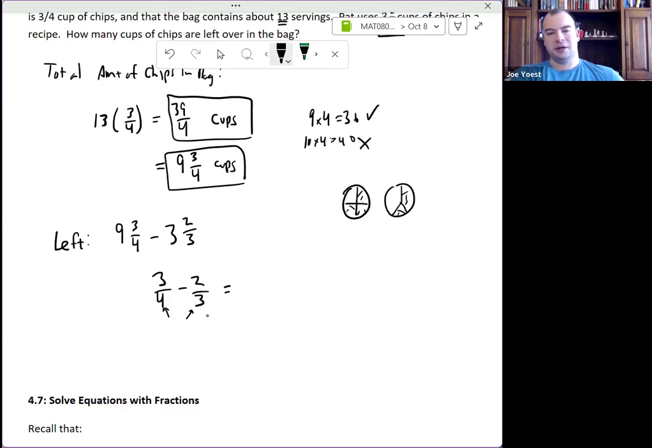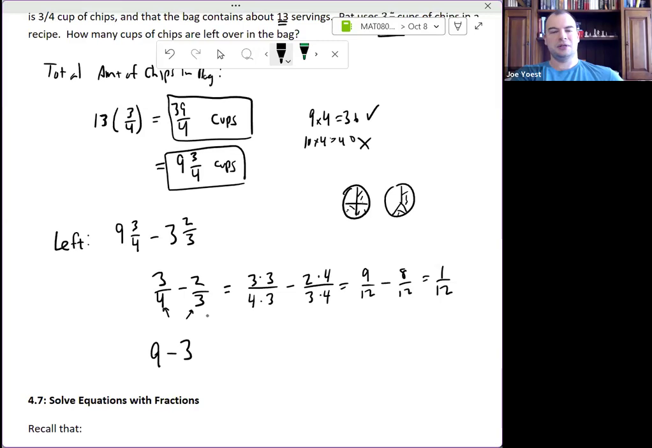I need to get a least common denominator, and that's going to be 12. 4 times 3 makes 12. I need to multiply top and bottom by 3. And 3 times 4 makes 12. Multiply top and bottom by 4 on this other fraction, the 2/3. So this is 9/12 minus 8/12. And we see we just barely had enough. We had 1/12 left over. So my fractional parts, 3/4 minus 2/3, give me 1/12.